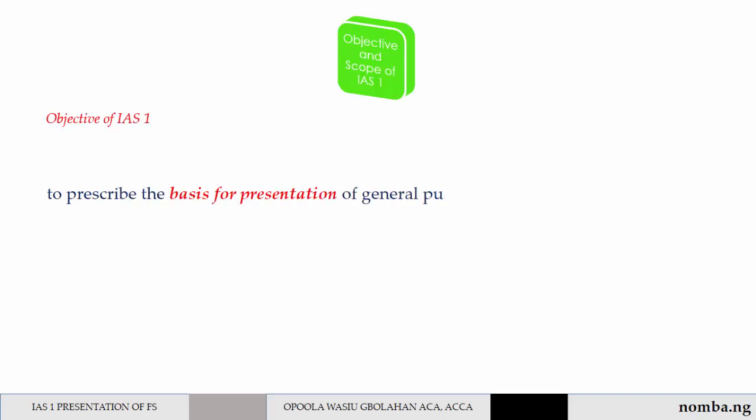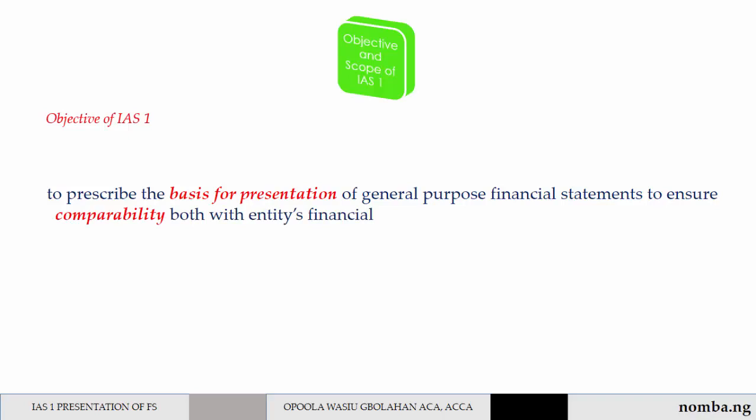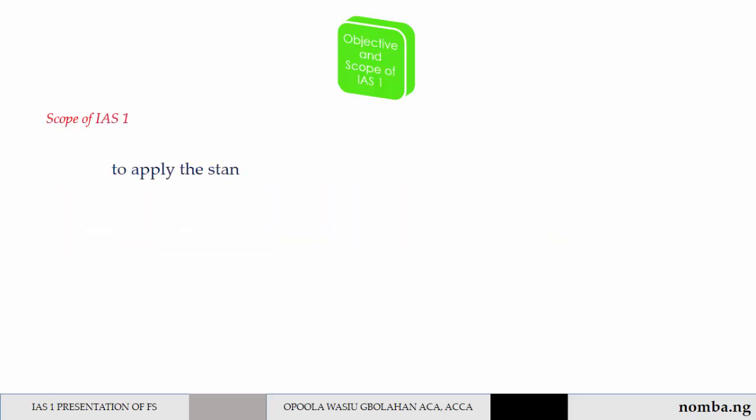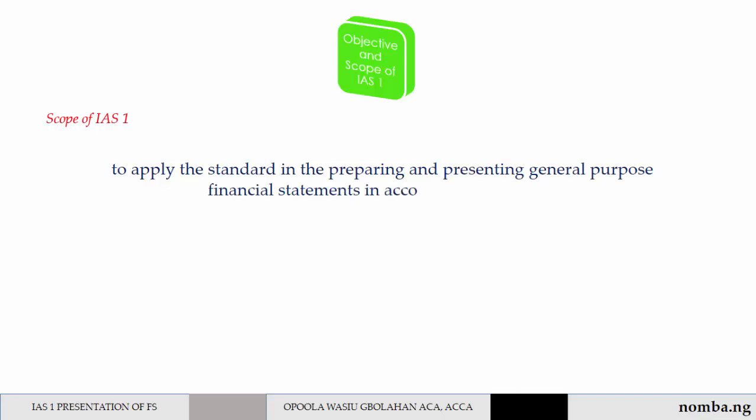Now let's move on to the objective and scope of IAS 1. The objective of IAS 1 is to prescribe the basis for presentation of general purpose financial statements to ensure comparability both with the entity's financial statements of previous periods and with the financial statements of other entities. The scope of IAS 1 is to apply the standard in preparing and presenting general purpose financial statements in accordance with IFRS.